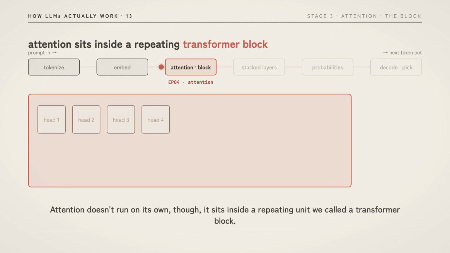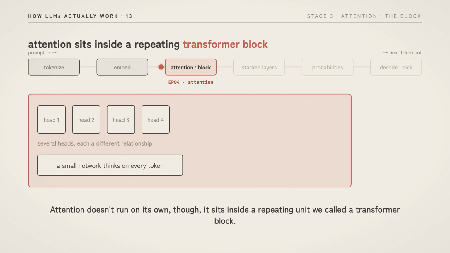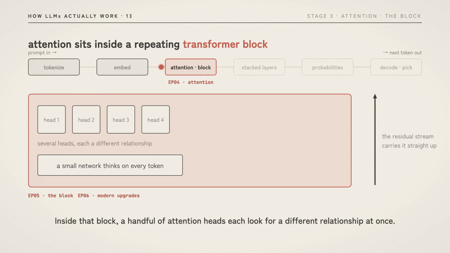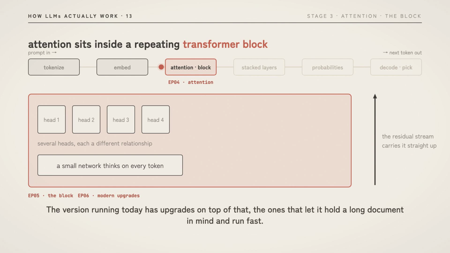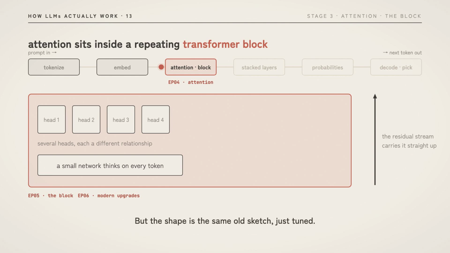Attention doesn't run on its own, though, it sits inside a repeating unit we called a transformer block. Inside that block, a handful of attention heads each look for a different relationship at once. Then a small network does a bit of private thinking on every token. And all of it rides on a stream that carries information straight up the machine. The version running today has upgrades on top of that, the ones that let it hold a long document in mind and run fast. But the shape is the same old sketch, just tuned.